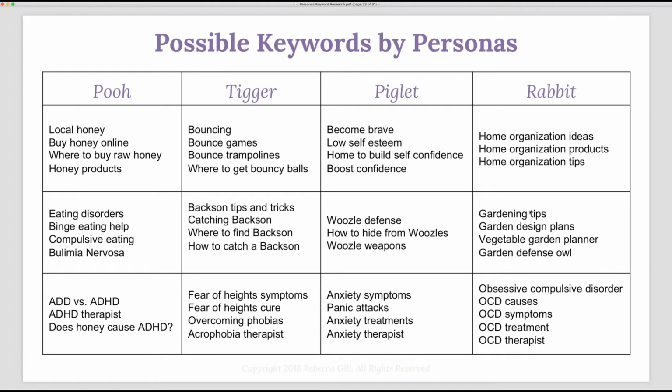But woozle defense, how to hide from woozles, woozle weapons, right? And remember that Piglet has issues with self-confidence and self-esteem, and he wants to be brave, and he's got anxiety. So he's going to start looking for things similar to the OCD, anxiety treatment, a specialist or therapist who really caters to patients with anxiety. Again, all of these things come into potential keyword phrases that would help find these patients or these characters, bring them into the website, and deliver them information that is tailored specifically to them.